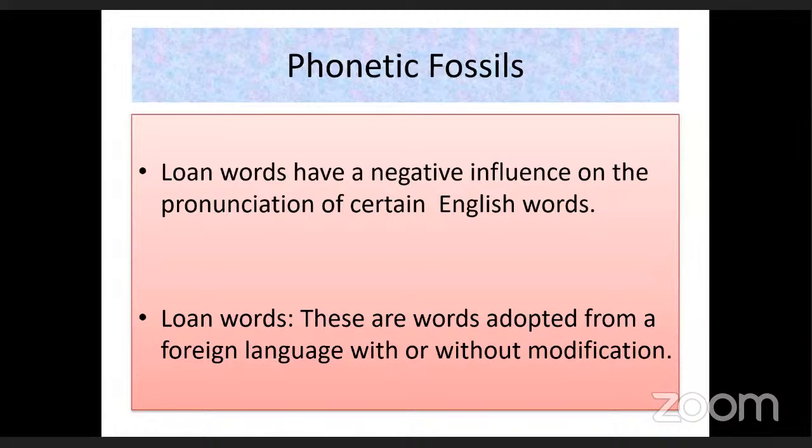That is why we have this coinage Manglish, Malayalam plus English, and it has been accepted as a variety, right? Mixing up of both the languages. Similarly, we have Hinglish, Hindi and English. When these two combined, we have Hinglish, right? So this happens because of L1 interference.